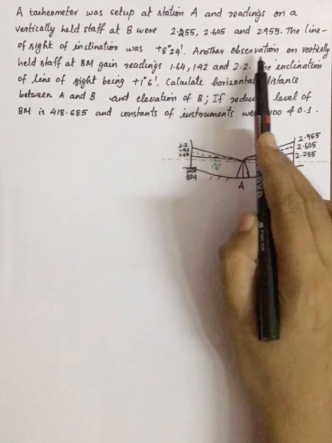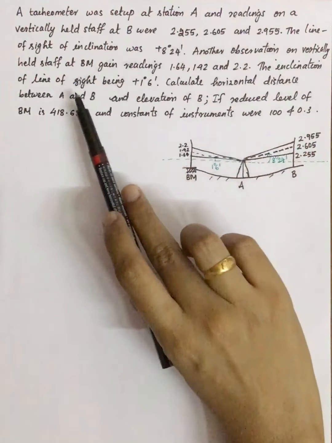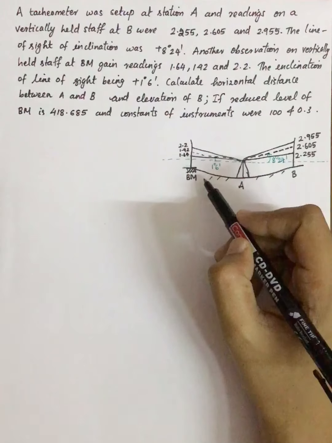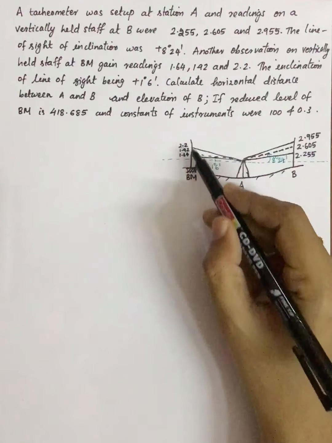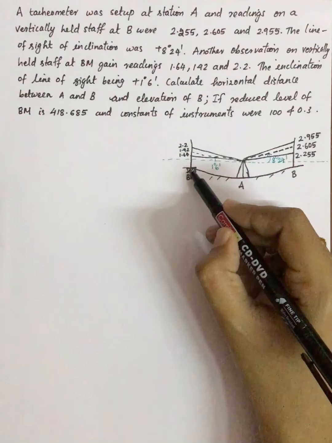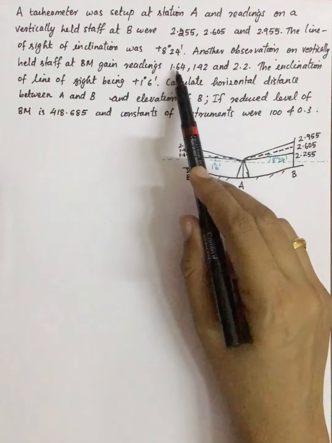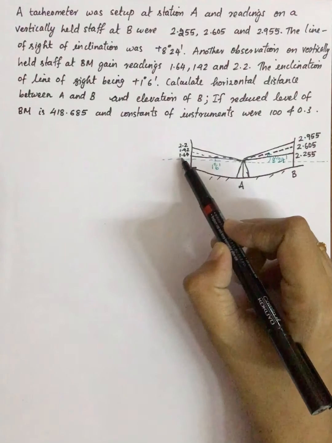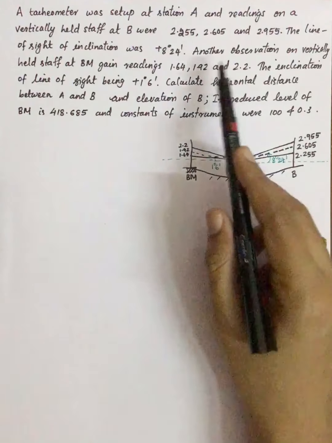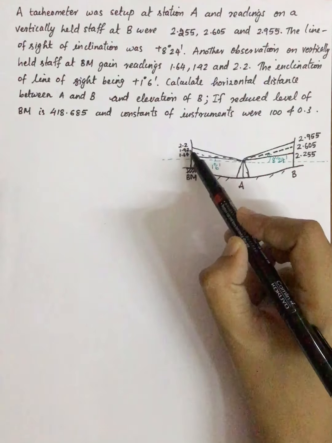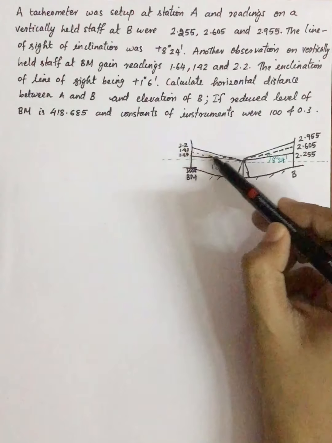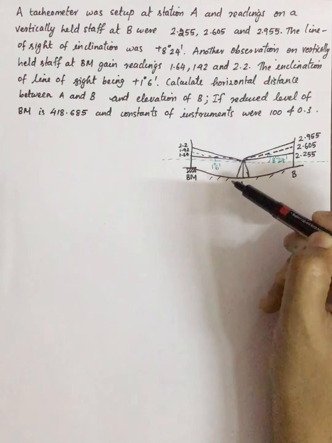And another observation on a vertically held staff at the benchmark. We have a benchmark, and there they fixed a leveling staff and also got 3 readings. 1.64, since it is the lowest reading, is the lower reading. 1.92 is the central reading, and 2.2 is the upper reading. So you got 3 readings at the benchmark also.